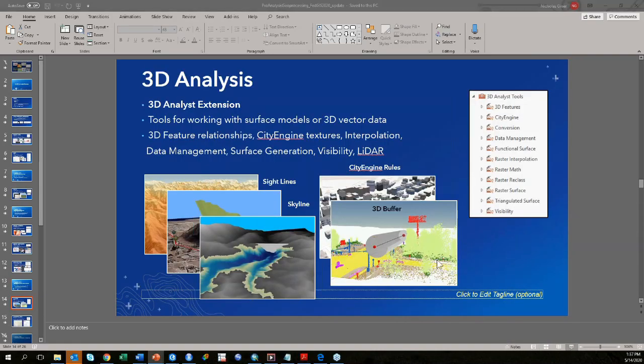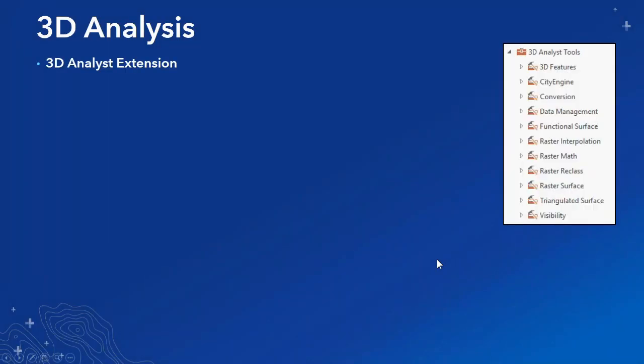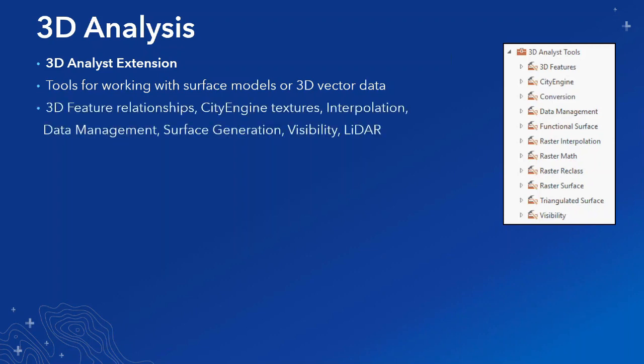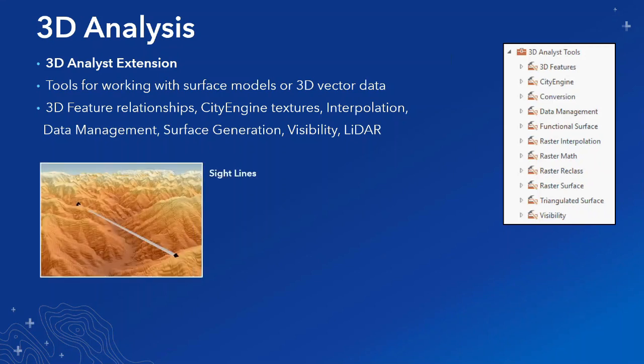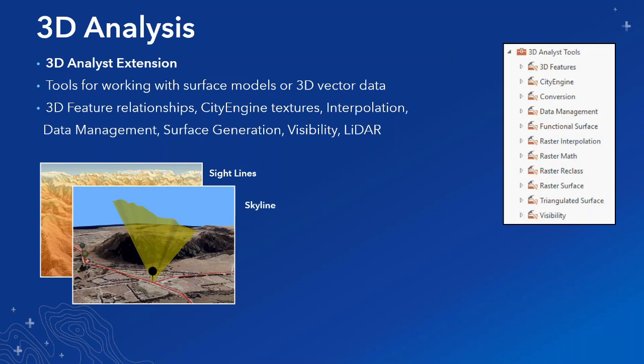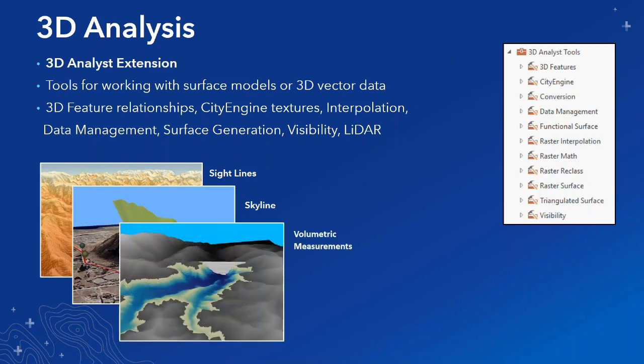Okay, let's not forget 3D. In ArcGIS Pro, you could do analysis in 3D, and you could do that through the 3D Analyst extension. These are going to be tools for working with things like digital elevation models, so surface models, or 3D vector data, LiDAR, and multi-patches. You could do things like look for different relationships between 3D features, interpolation, data management, generating surfaces, doing visibility analysis. So things like generating sight lines, using elevation data or 3D vector data, looking at skylines, so basically dropping a point and seeing what might be visible at the top of a skyline.